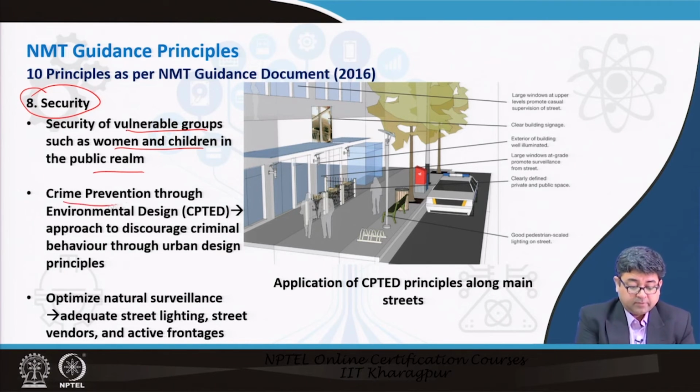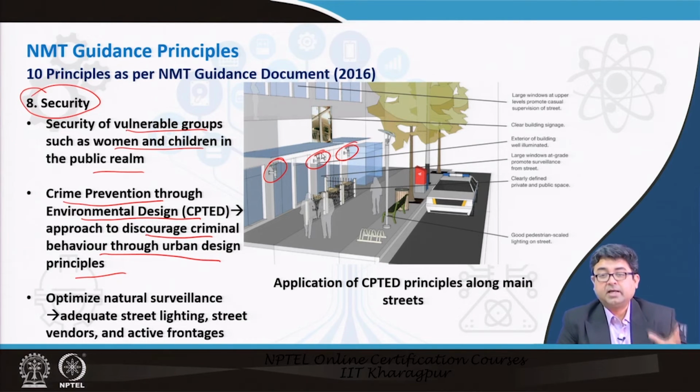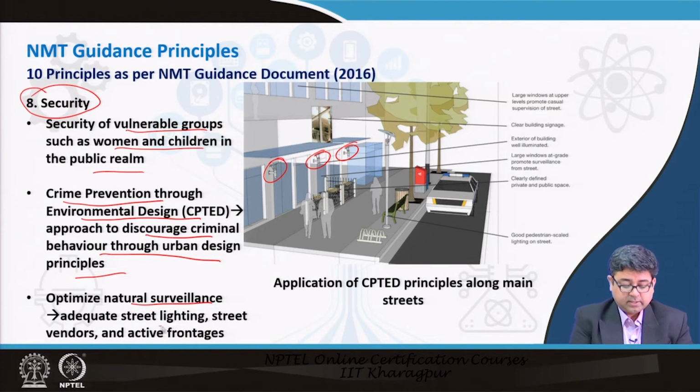There is also crime prevention through environmental design, which discourages criminal behavior through urban design principles. So, you can do so by having small lights alongside the walls as well, alongside the facade of your building as well. So, there are urban design principles that integrate security into them, and natural surveillance obviously that we talked about. So, all of these principles ensure that people feel secure while they are using non-motorized transport as well, right. Large windows at upper levels promote casual supervision of the street.